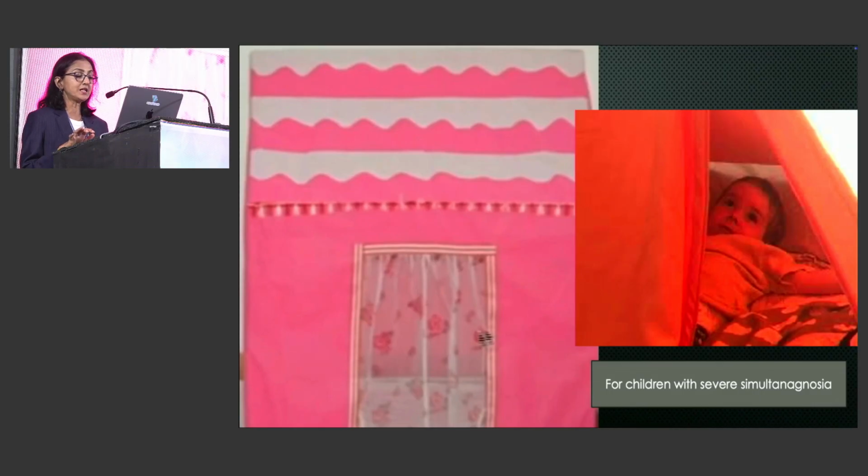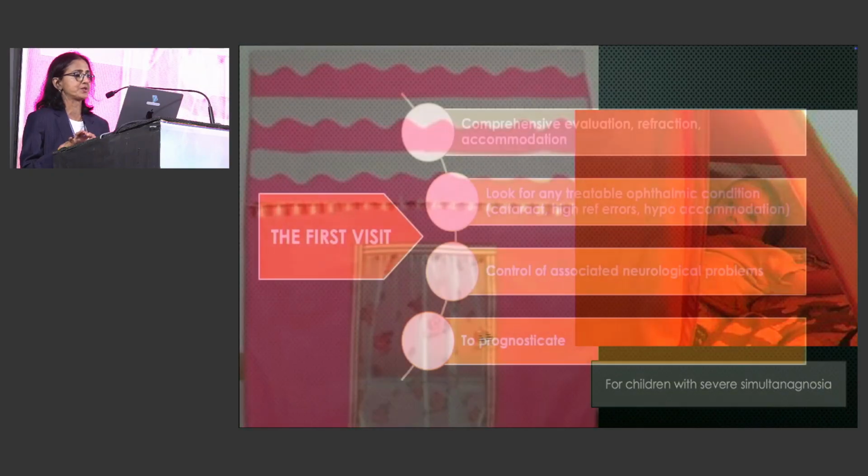When a child has very severe simultanagnosia, you can use tents like this, which are readily available on Amazon also and very cheaply available at home. You can make a tent like this with a sari or a bed sheet.